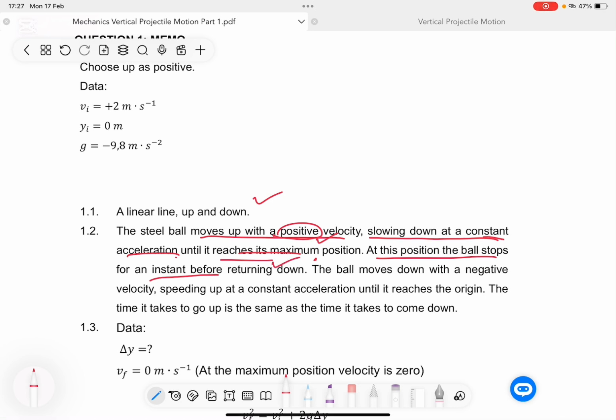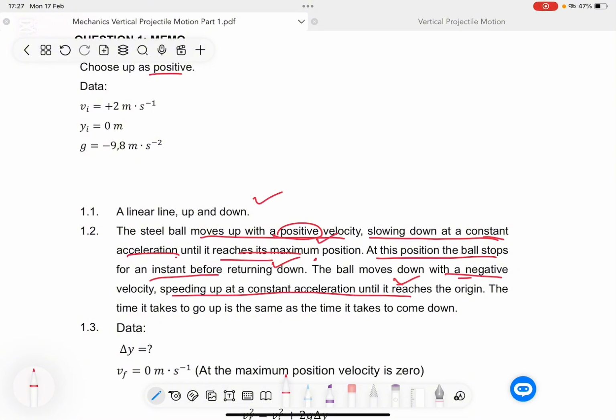Now the ball moves down with a negative direction. It will change direction and move down in the negative direction, because it's not going in the positive direction anymore. But in this case it's speeding up until it reaches the origin, the reference point. Remember, the origin we said is the reference point.